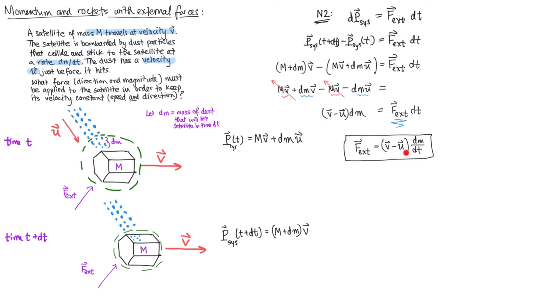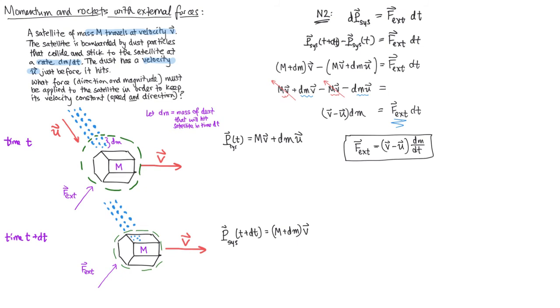We have this v minus u, which is the difference between the satellite's velocity and the dust's initial velocity. The difference of those two velocities will give us information about the direction of this external force. So I want to take a few minutes to talk through different scenarios for v and u in terms of their relative size and their relative direction to figure out what direction this external force must point.